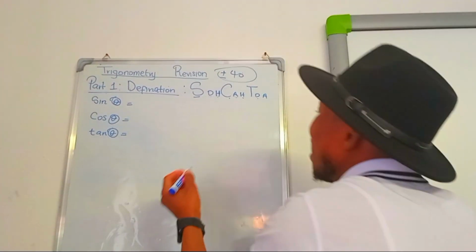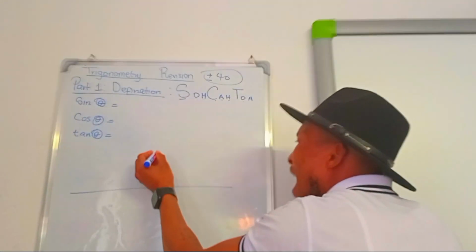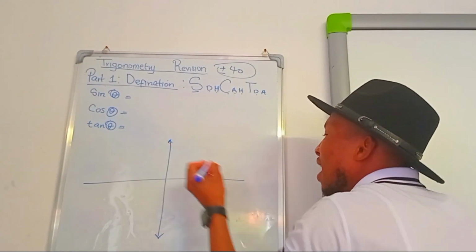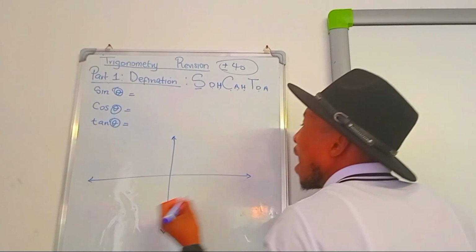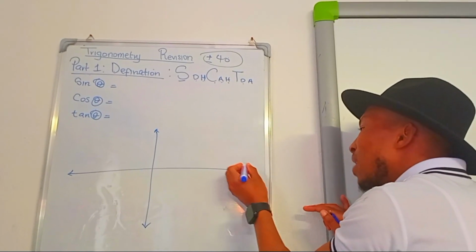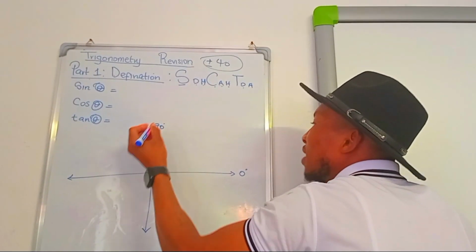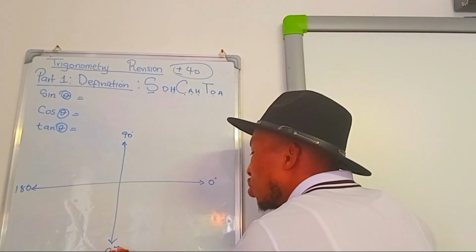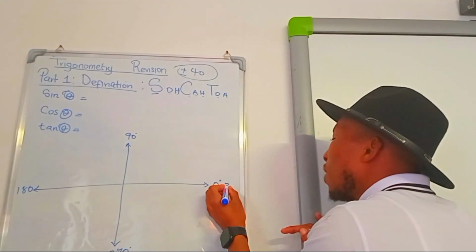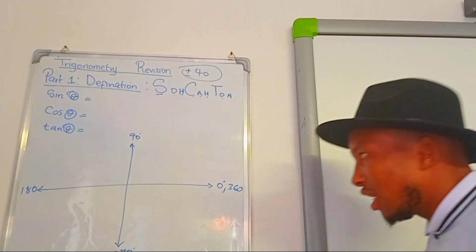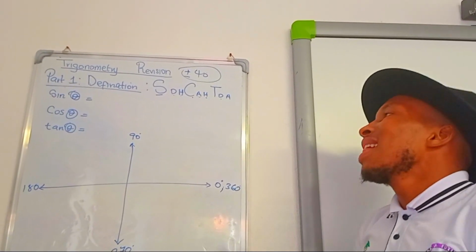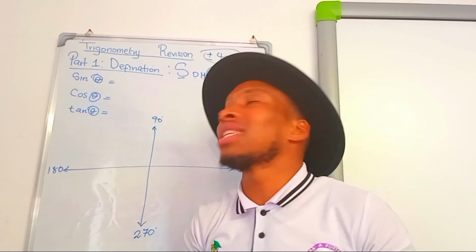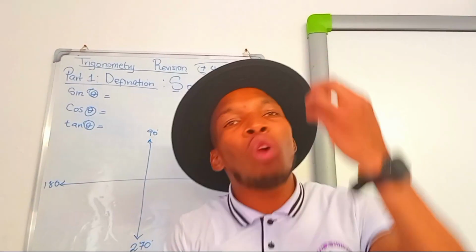Therefore, now we come to the Cartesian plane, whereby we normally say that it starts at 0 degrees, and also 90 degrees, and also 180 degrees, and also 270 degrees, and also 360 degrees. All right.